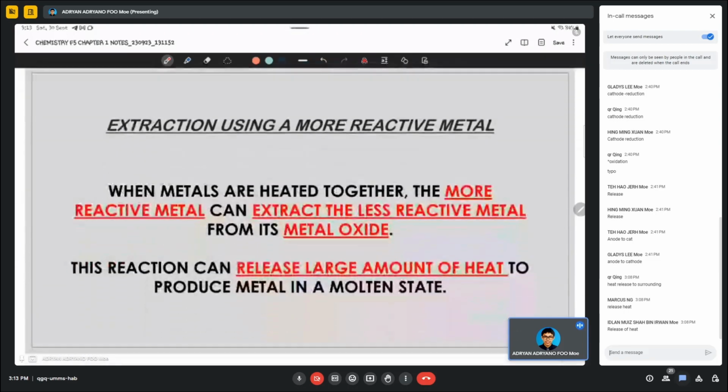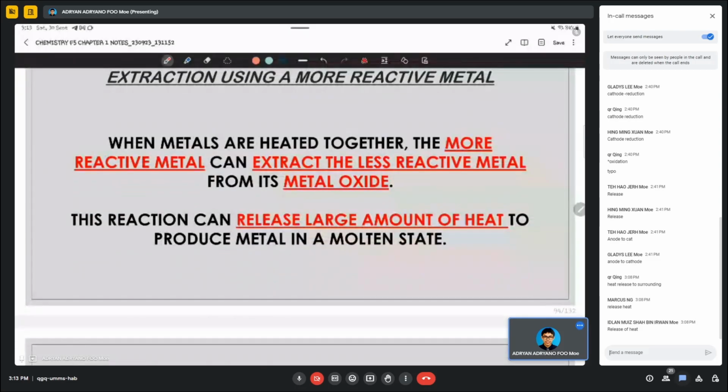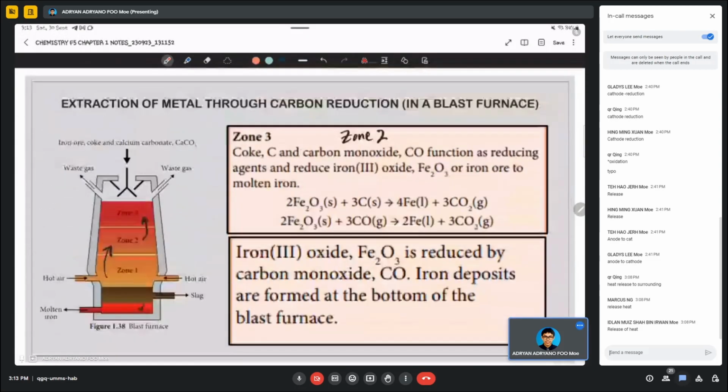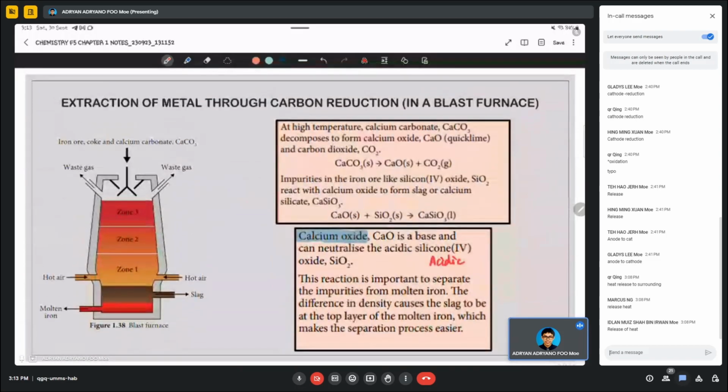Alright, so extraction using a more reactive metal, no problem. Okay, so remember for this one, carbon reduction is for metals less reactive than carbon. When the metal you want to extract is more reactive than carbon, I will use electrolysis. When it is less reactive than carbon, I use carbon reduction. It's just like that. Because remember, the more reactive the substance, the more it likes oxidation.